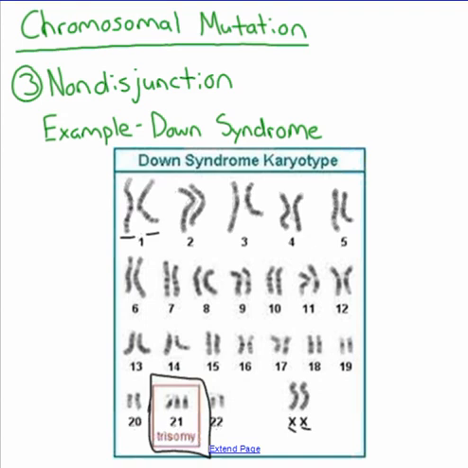Non-disjunction results in less than 46 chromosomes or more than 46 chromosomes. So this individual has an additional 21st chromosome, and another name for Down syndrome is trisomy 21, and that means that somebody has 3 chromosomes instead of 2. So this individual that would have this disease actually has 47 chromosomes. So this is the result of non-disjunction, which is an uneven separation of chromatids during cell division.